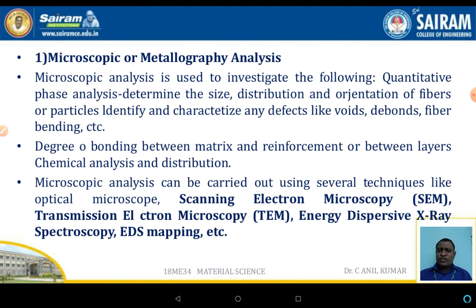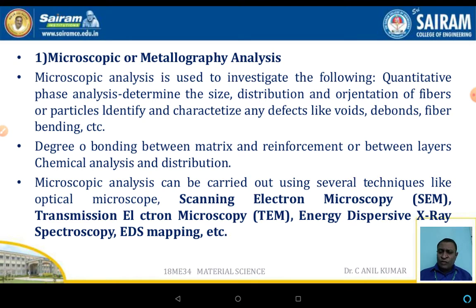The first one, microscopic and metallographic analysis. The microscopic analysis is used to investigate the following points: the quantitative phase analysis, determining the size, distribution and orientation of the fiber and also the particle, identifying the characteristics and the defects like the voids, debonding as well as the fiber bending, etc.